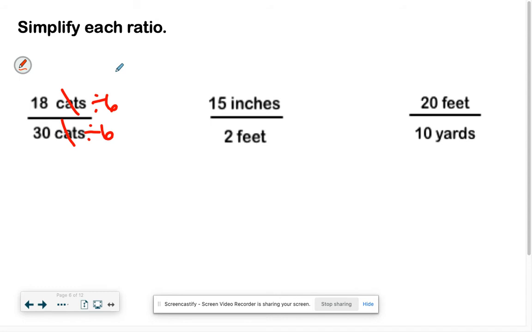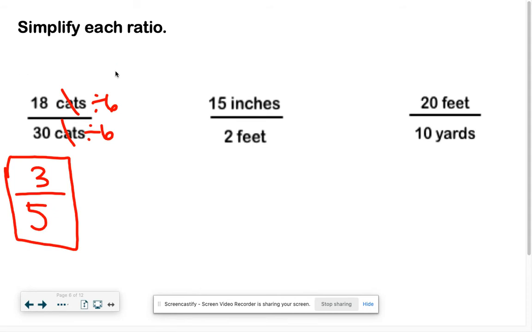What's 18 divided by 6? 3. 30 divided by 6? 5. Can I reduce 3 over 5? No. Now for the next one, you don't have the same units.